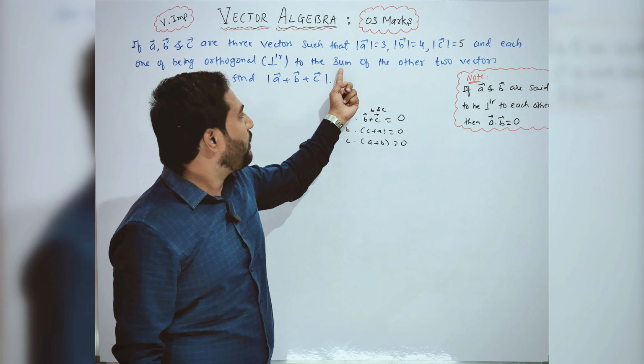Now again, he is asking for the value of the magnitude of A plus B plus C. So how to find this? According to the previous problem, we need to consider the same formula. So we have (A plus B plus C) whole square is equal to, what is the formula? A square plus B square plus C square plus 2 A dot B plus 2 B dot C plus 2 C dot A. You know this formula already, we have seen it in the last problem, right?